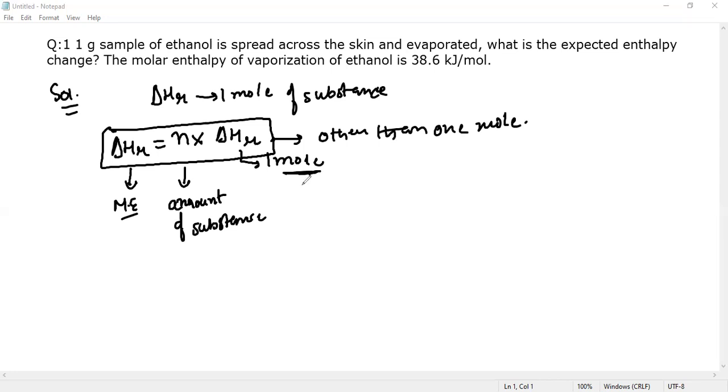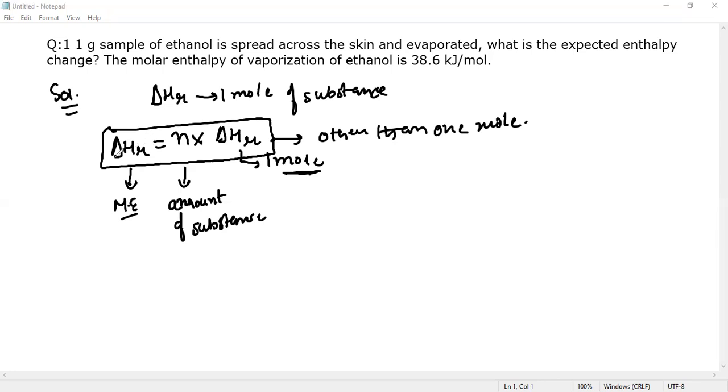Now let's go ahead and read the question. What does the question say? If a 1 gram sample of ethanol is spread across the skin and evaporated, what is the expected enthalpy change? The molar enthalpy of vaporization of ethanol is given. Now, we have to find the enthalpy change for 1 gram of substance. It is not 1 mole. So we will be using this formula.